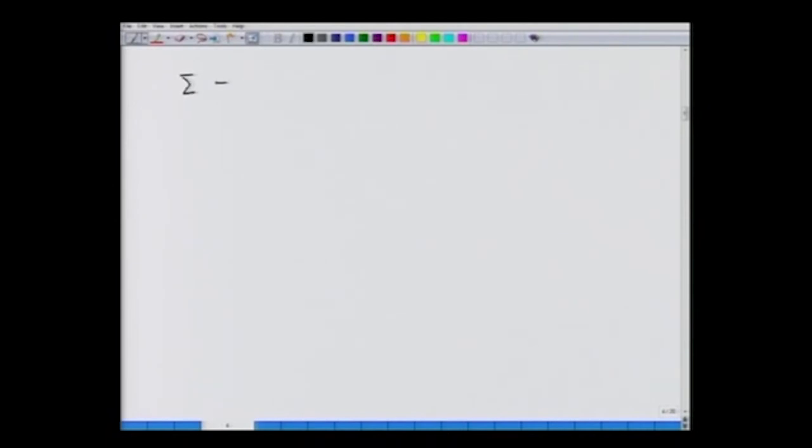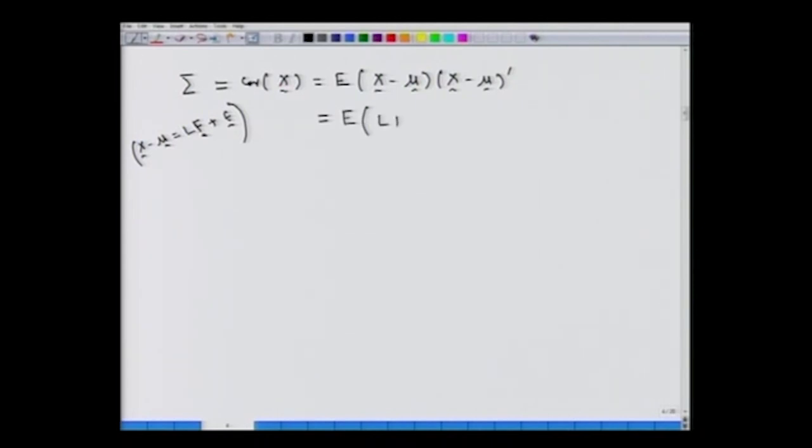If one recalls, this is the covariance matrix of this x random vector. By the definition of covariance matrix, this is nothing but expectation of x minus mu into x minus mu transpose, right. Now, in the factor analysis model, what we have taken is the following, that this x minus mu is written as L f plus this epsilon vector. So, this is the factor analysis model. Now, using that, we can write this as expectation of L f plus epsilon times the transpose of this, which is f transpose L transpose plus epsilon transpose.